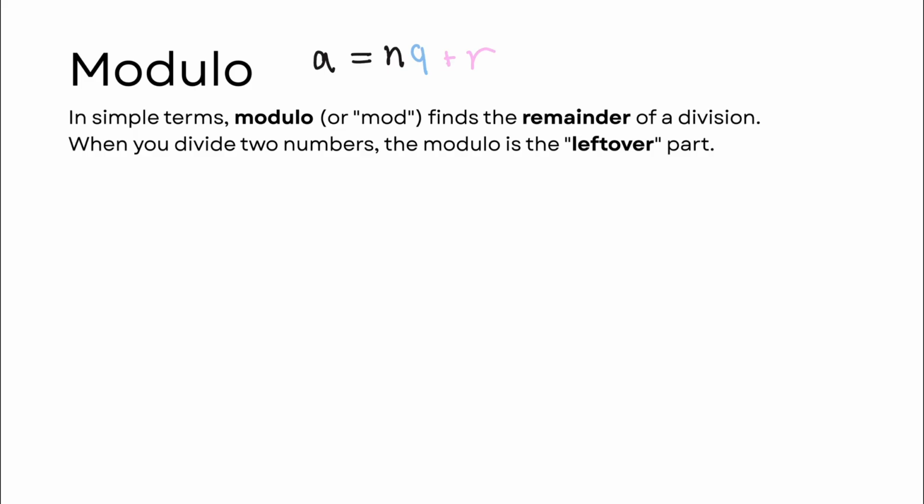So now what is a modulo? In simple terms, a modulo, or sometimes for short we say mod, is the remainder of a division. Essentially it is just the leftover part of that division. So what does that actually mean? All that's saying is A mod n is equal to the remainder of the division of A by n. So essentially we're going to divide A by n, and the remainder that we get is the modulo.